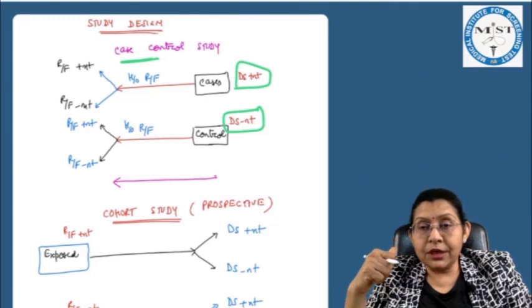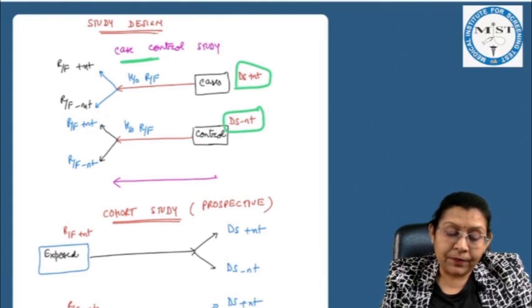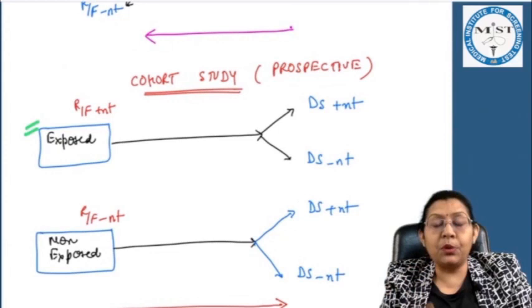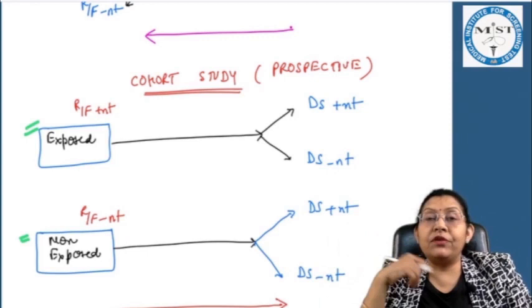While if we want to do the cohort study, which is a forward study, so we'll start the study where the individuals are healthy. So we'll make the two groups. One is exposed, another is the non-exposed. We are exposing them to the risk factor, waiting for some time for the disease to develop. So this is your cohort study.